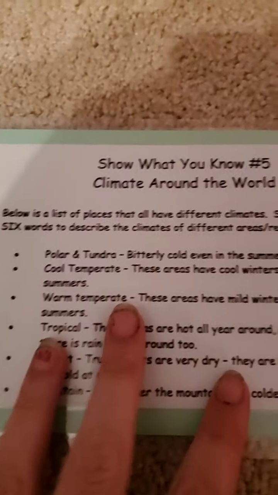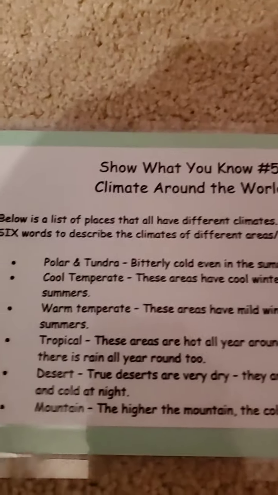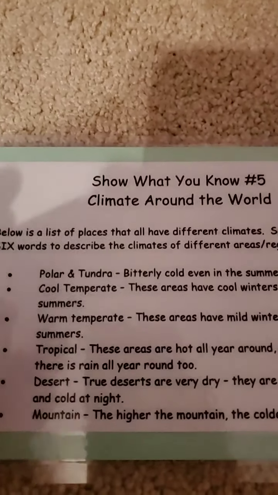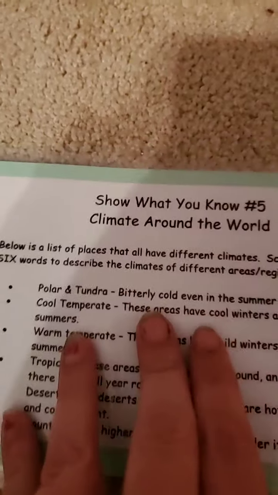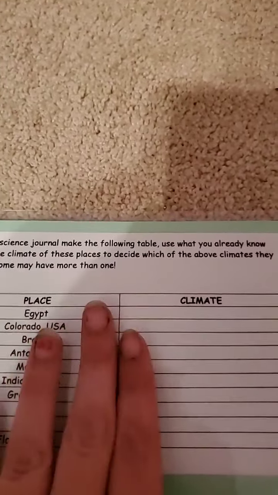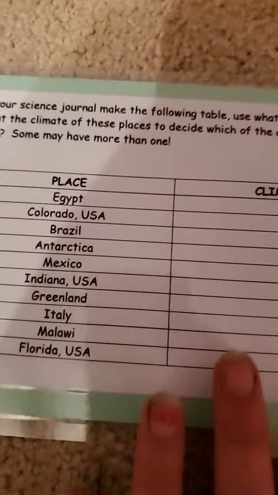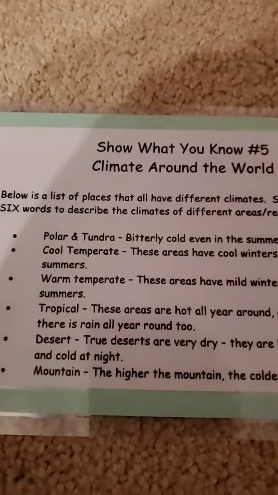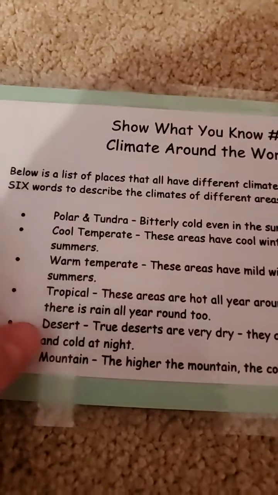And so let me turn my camera around here real quick. So this is what it looks like. Show What You Know, climate around the world. And what this is asking you is to look at this list of words that describe climate, okay? And decipher which of these, what do they look like? What are they considered?